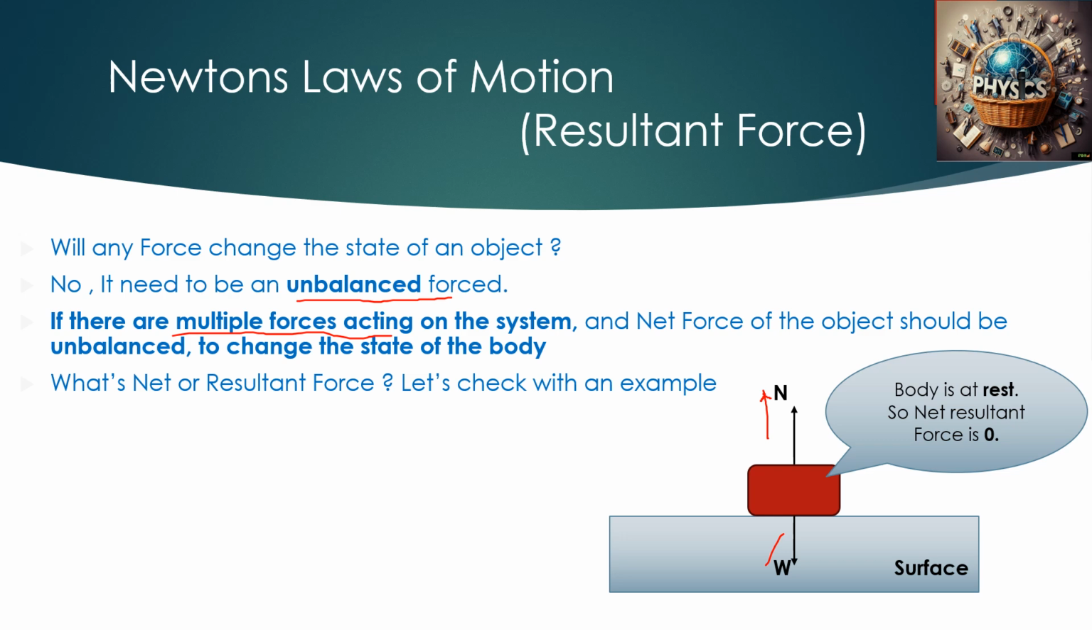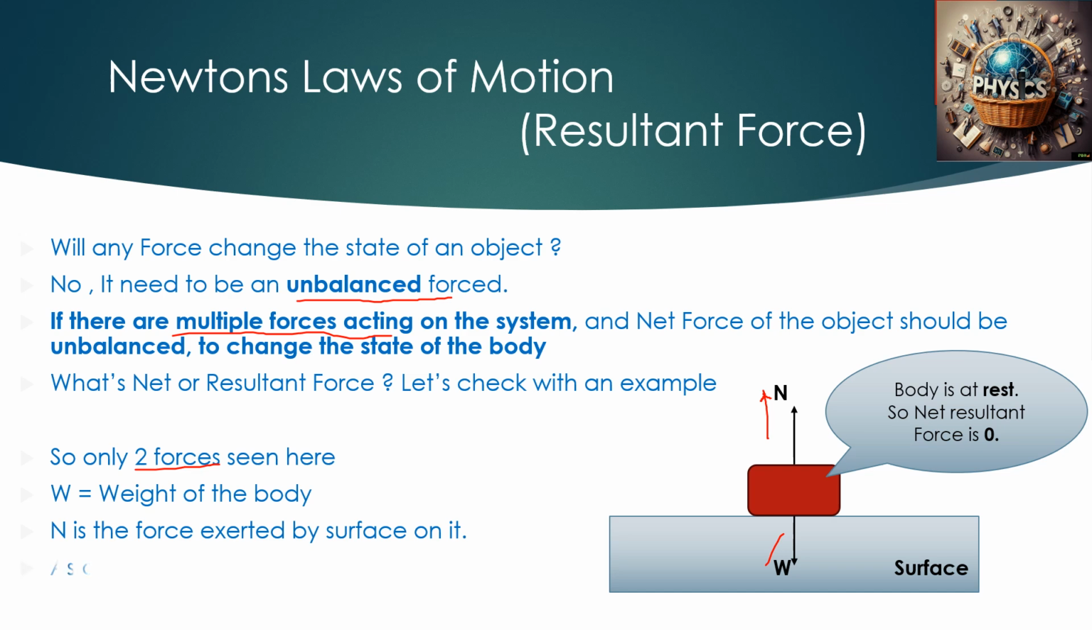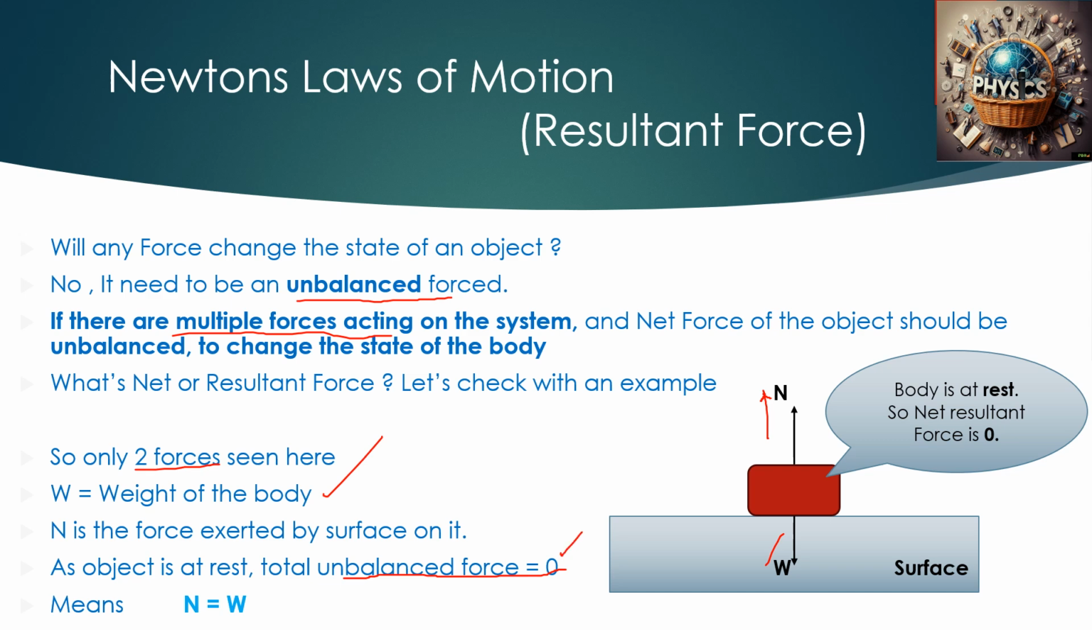So this normal force and the weight of the body acting downward are basically balancing each other, and irrespective of multiple forces acting on this body, the body is still at rest. So basically the resultant force on the system is zero, since the normal force is equal to the weight of the body, or N minus W equals 0. So there's a very good reason the body doesn't move.